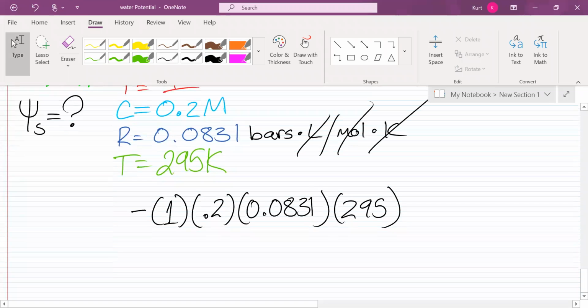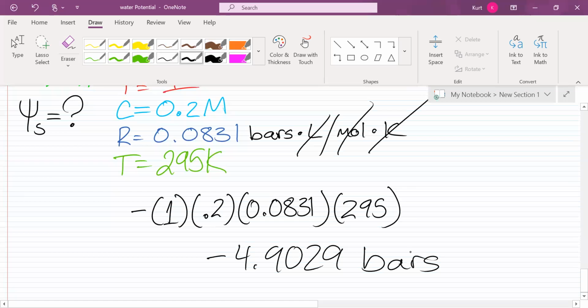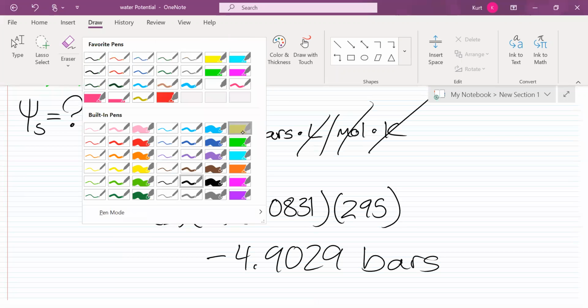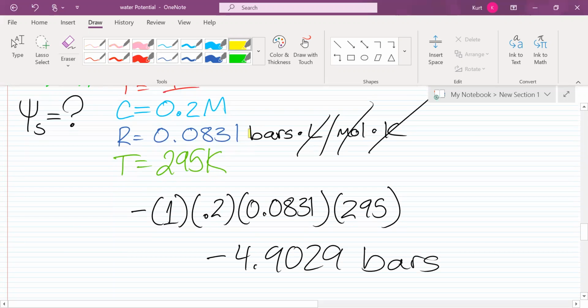So raise your hand when you have an answer. Give me the whole raw answer from your calculator. -4.9029. Okay, now that number is a little big. We need to lower that. So you need to go back to chemistry again. We're going to do significant figures.